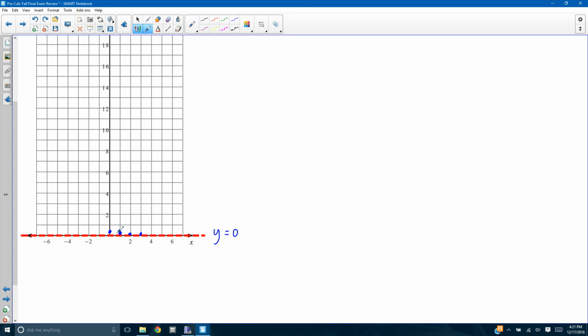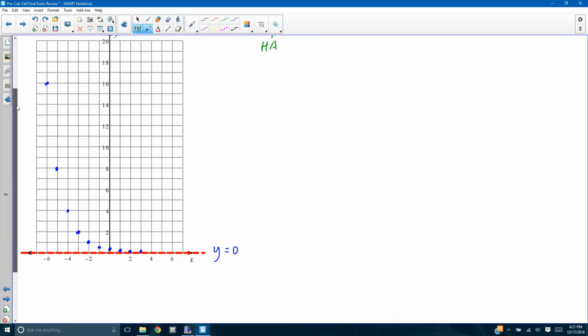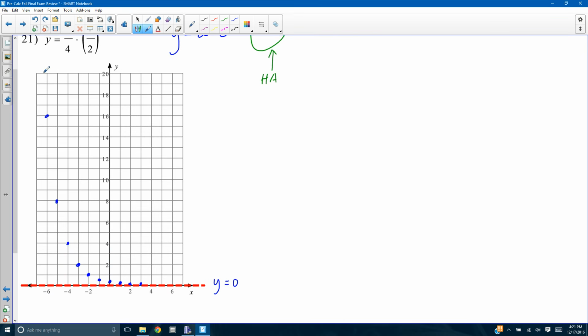But if we keep multiplying by 1/2 or dividing by 2 going this way, then going to the left, we should be multiplying by 2 or dividing by 1/2. So 1/4 times 2 is 1/2. 1/2 times 2 is 1. 1 times 2 is 2. 4. 8. 16. Good thing they have numbers for these ones. And 32, and so on and so forth. So this is a decay, an exponential decay graph.